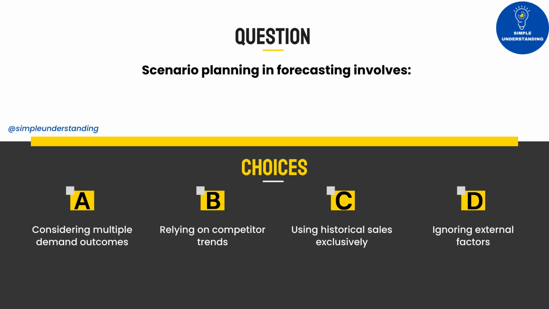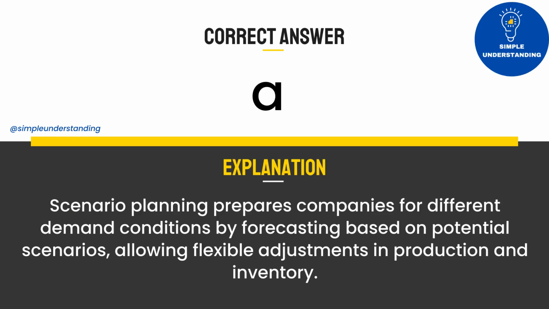9. Scenario planning and forecasting involves A. Considering multiple demand outcomes. B. Relying on competitor trends. C. Using historical sales exclusively. D. Ignoring external factors. Answer A. Explanation. Scenario planning prepares companies for different demand conditions by forecasting based on potential scenarios, allowing flexible adjustments in production and inventory.